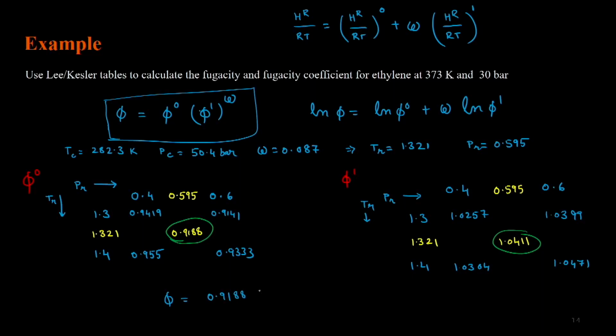0.9188 times 1.0411 to the power 0.087, and this value turns out to be 0.922. And once I have phi, F is going to be phi times the pressure, and in this case the pressure is 30 bar, so it will be 0.922 times 30, which turns out to be 27.66 bar. So using the tables, we can also estimate the fugacity of the pure species.